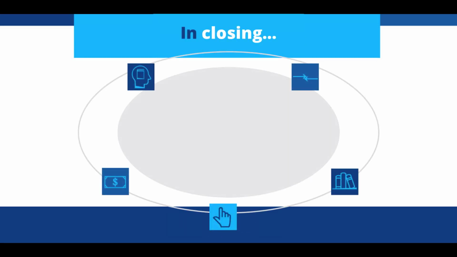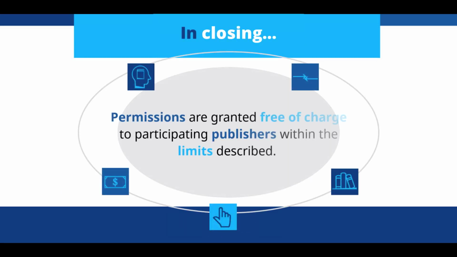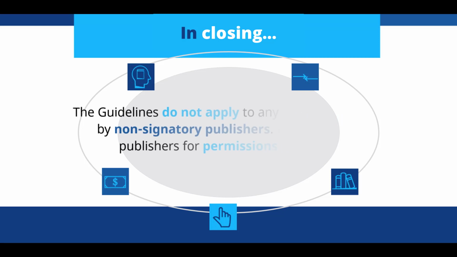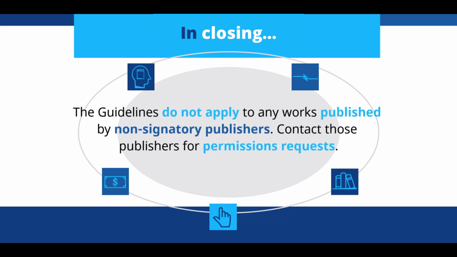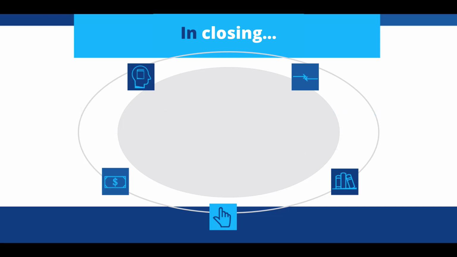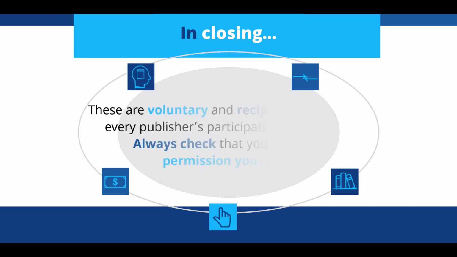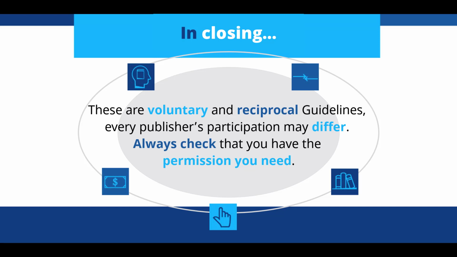In closing, permissions are granted free of charge to participating publishers within the limits described. The STM permissions guidelines do not apply to any works published by non-signatory publishers. Please contact those publishers directly for permissions requests. And remember, these are voluntary and reciprocal guidelines, and every publisher's participation may differ. You should always check to ensure you have obtained the permission you need.